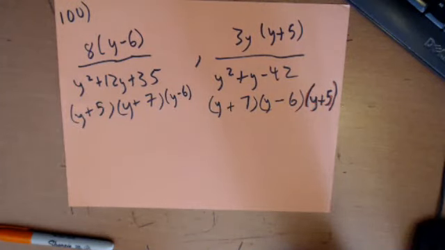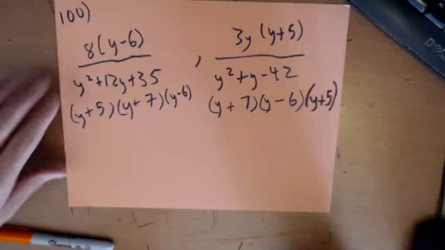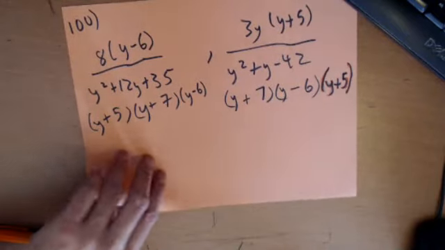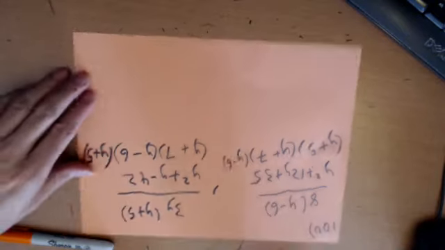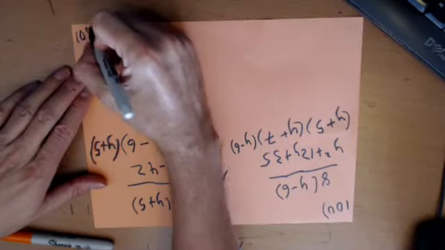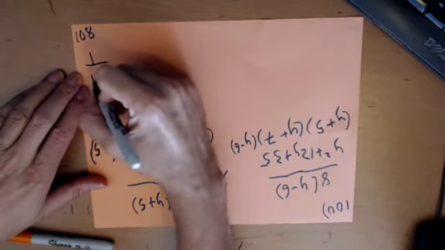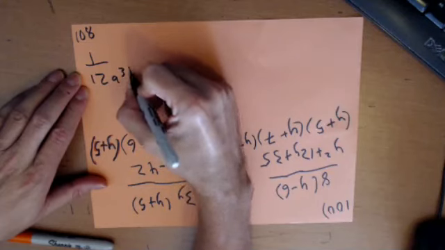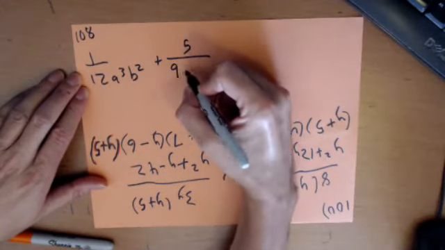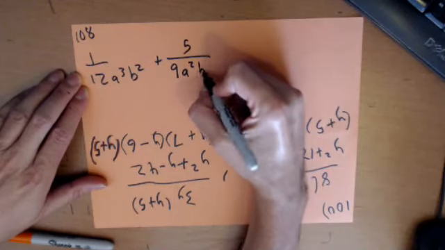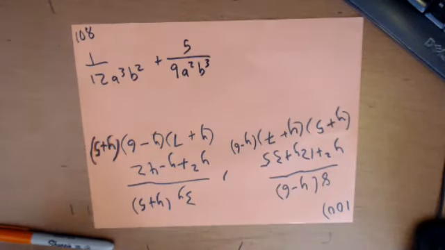Okay. Let's see. That was 100. Okay, 108. Let's save a tree. 108. 1 over 12a cubed b squared plus 5 over 9a squared b cubed. Okay.